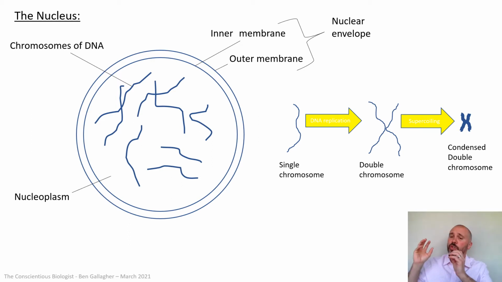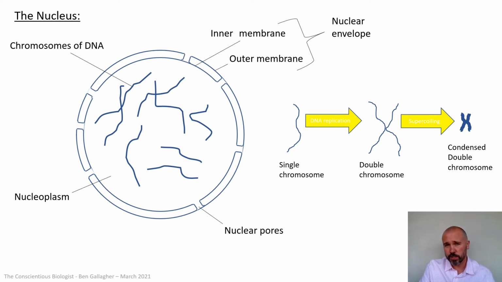So this is the nuclear envelope made of an inner and outer membrane, and the nuclear envelope holds in the nucleoplasm and the chromosomes float around in the nucleoplasm. Now, you also have throughout the nuclear envelope, you have holes.